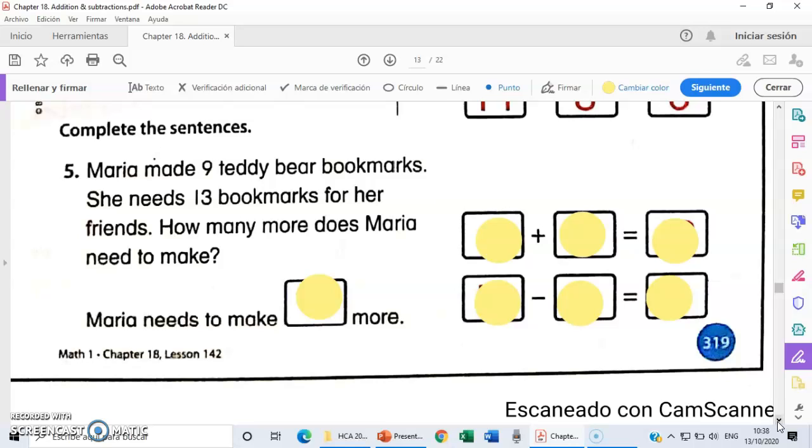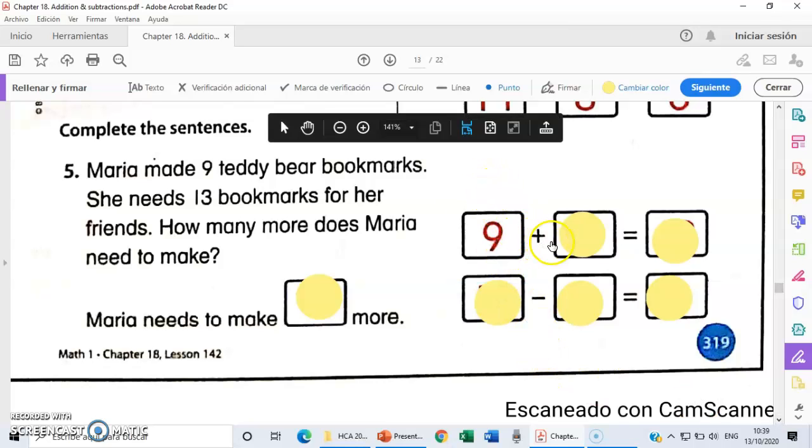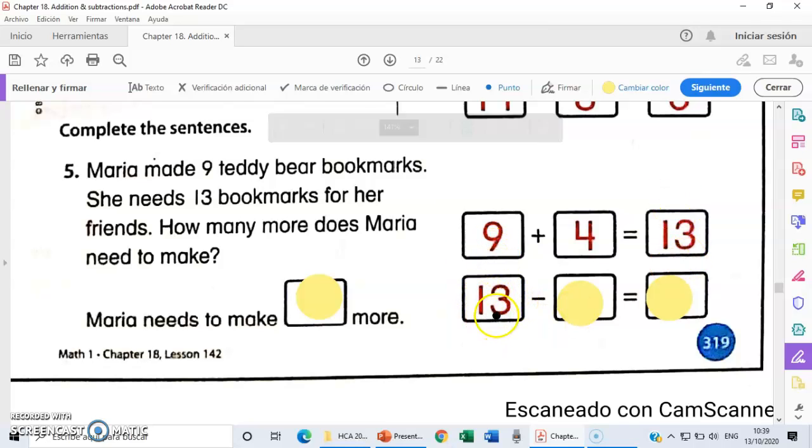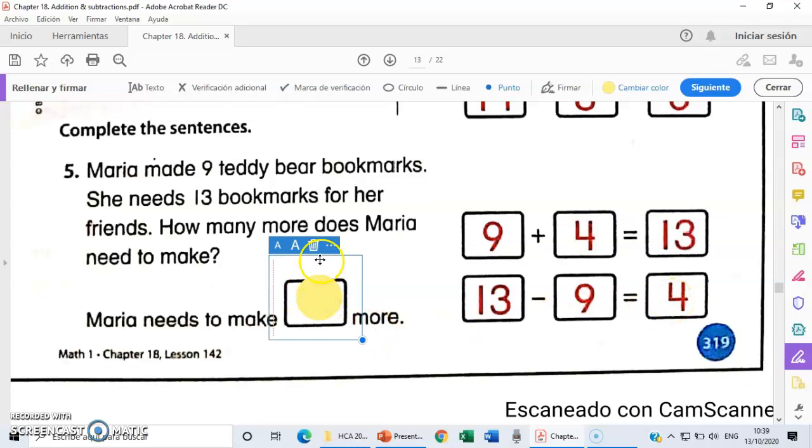Complete the sentence. Maria made 9 teddy bear bookmarks. She needs 13 bookmarks for her friends. How many more does Maria need to make? Maria starts with 9, plus she needs more to reach 13. She needs 4 more to make 13. You can say 13 minus 9 equals 4. So how much does she need to make? 4.